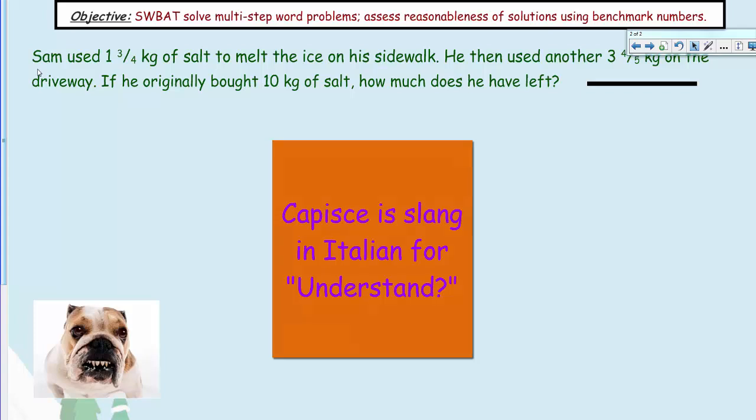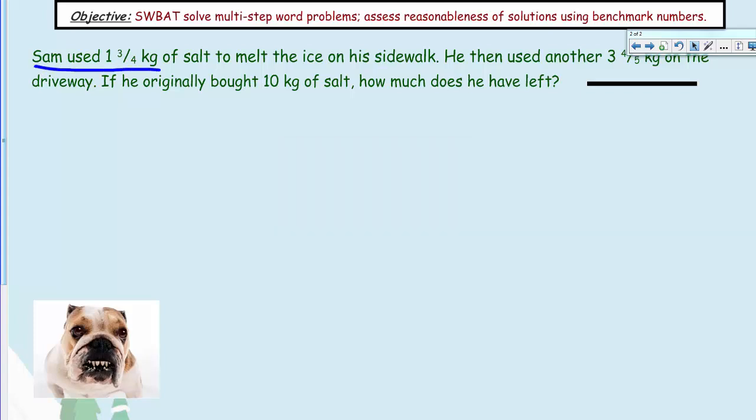Okay, now let's go ahead and take a look at our problem here. Sam used 1 3/4 kilograms of salt to melt the ice on his sidewalk.